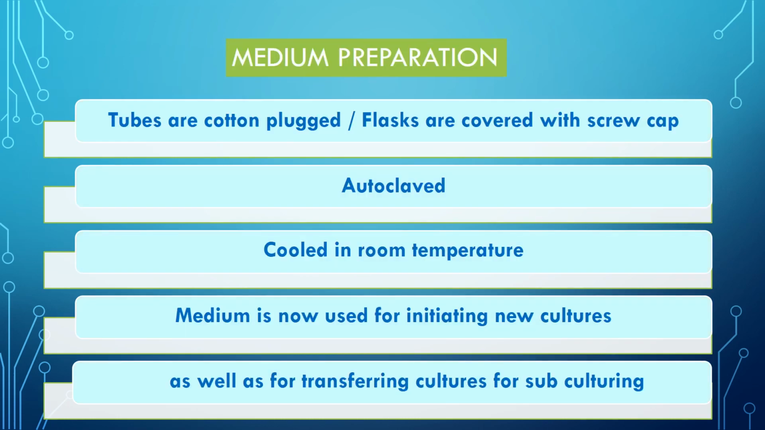Immediately after adding the media, the tubes are cotton plugged and the flasks are covered loosely with the screw cap lids. They are autoclaved. After autoclaving, the tubes or the flasks are allowed to cool under sterile conditions. Once cooled to room temperature, the lids are tightened and the medium can now be used for initiating a new culture as well as for transferring the cultures for subculturing processes.